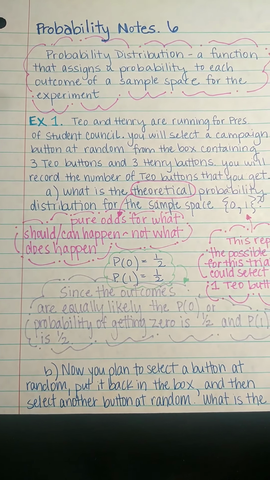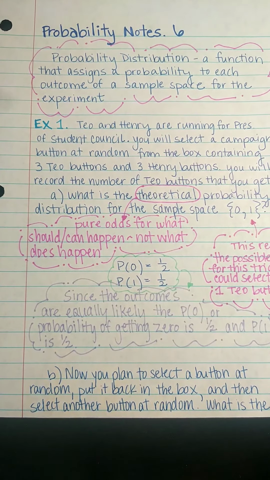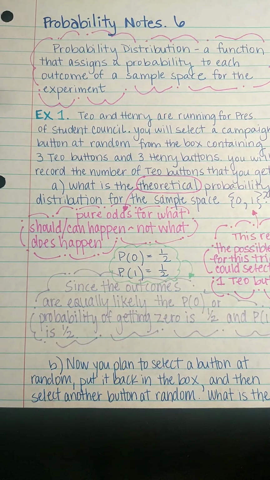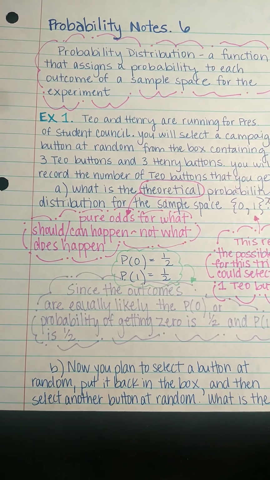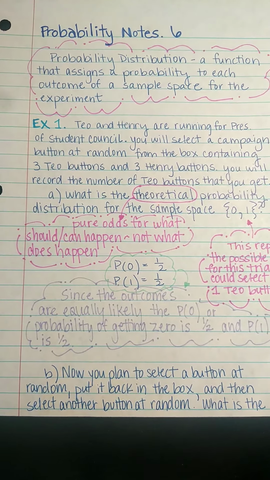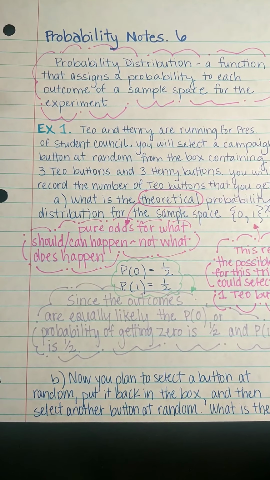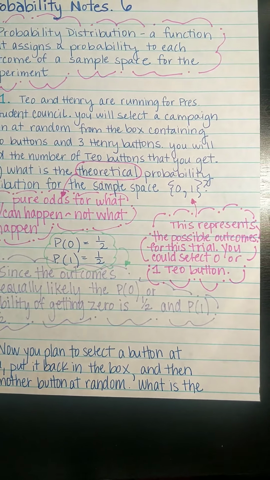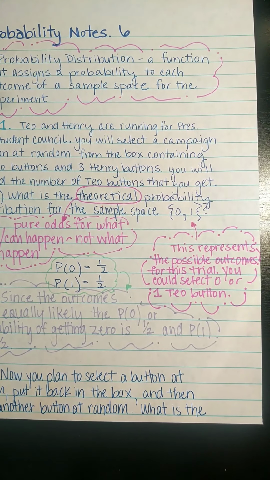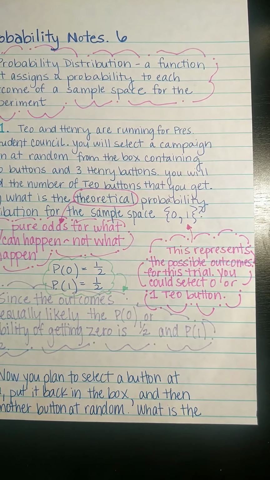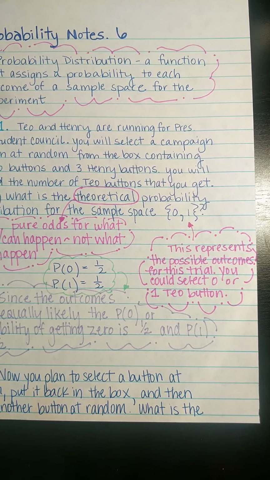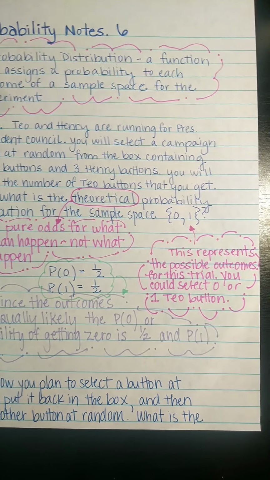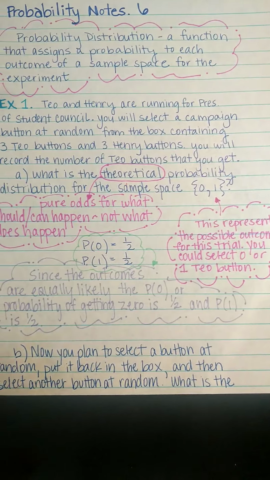First of all, theoretical probability is pure odds for what should or can happen, not what does happen. So I'm not pulling and telling you what I got. I'm saying, oh, if it's 3 and 3, then they should have equal probability. Okay, the sample space represents the possible outcomes for this trial. You could select 0 for Teo, because you're pulling one button, so you could get 0, or you could get 1. Okay, so that shows us that 0 or 1.